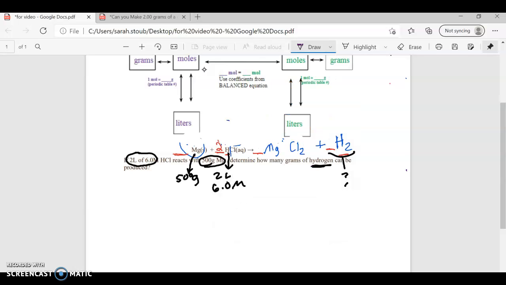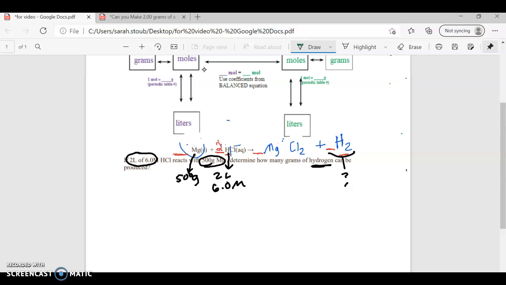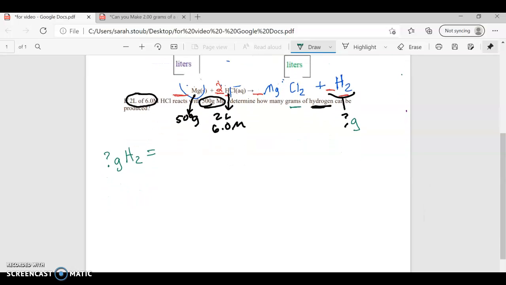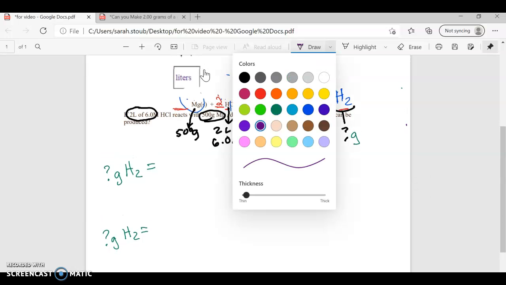Okay, so I'm going to say to myself, I want to know how much hydrogen is going to be made. Well, for that, question mark, grams of hydrogen. That's the part I want to find. How many grams of hydrogen do I have? Question mark grams of hydrogen are equal to, now notice I've got 2 different reactants, so I really have to ask this 2 times. And on the other side of the equal sign is going to be those two problems.